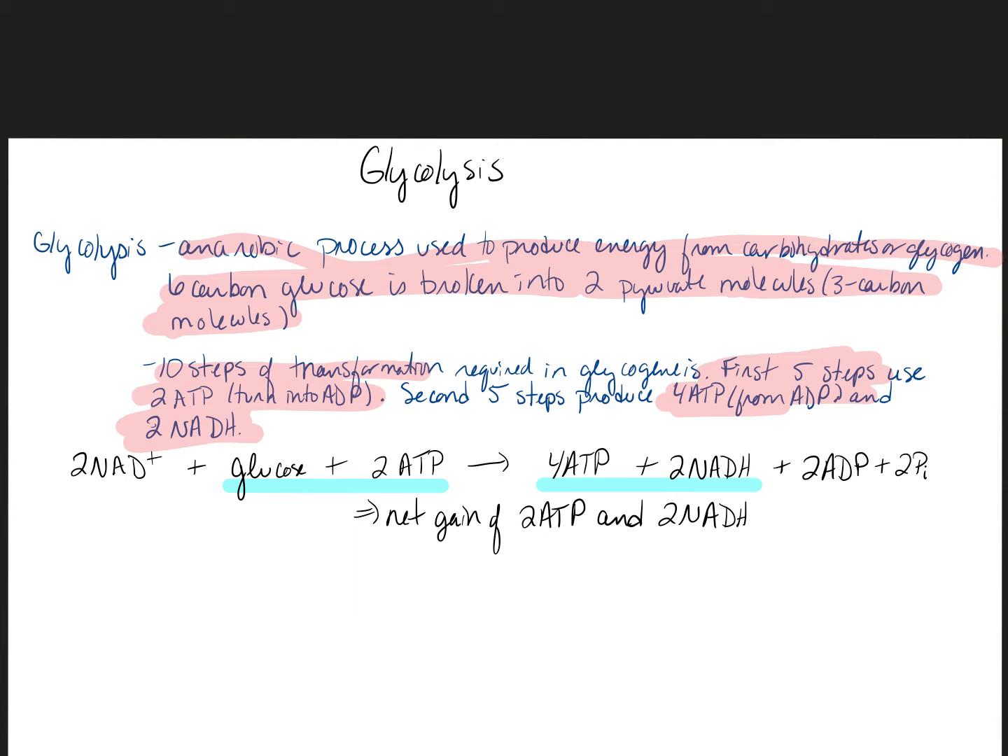As an overall process, what we find is that we can use 2 NAD plus glucose and 2 ATP to produce 4 ATP, 2 NADH, 2 ADP, and 2 phosphate. So that's what this Pi down here means. So your net gain in glycolysis is to get 2 ATP and 2 NADH out of it. Okay, that's a lot of stuff. Let's look at where we get stuff from, how we do it, and what glycolysis is. Let's look at those 10 steps.